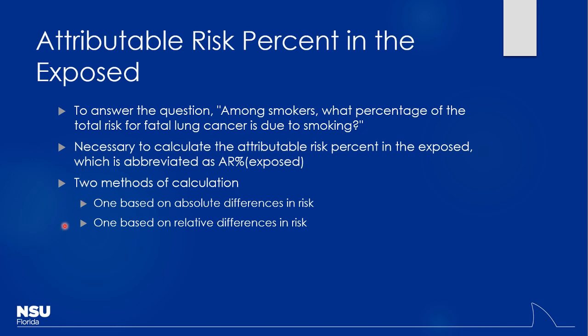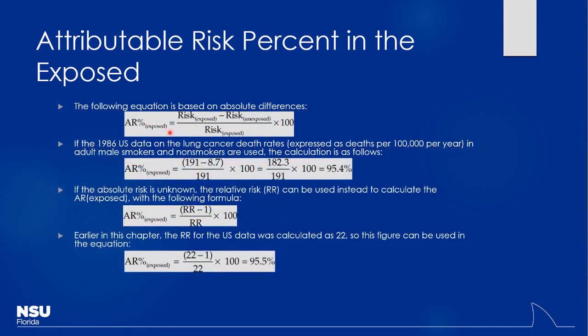And so there's kind of two different ways you can actually do the calculation. Again, I'm not going to get super in-depth on this. I just want to point out there's two different ways to do it. Basically, you can either do it with the absolute difference. So if you know that information, you can come up with this attributable risk percent. Or if you have the relative difference, if you have a relative risk, you can still work with that. I'm going to focus mainly on the one looking at the absolute differences.